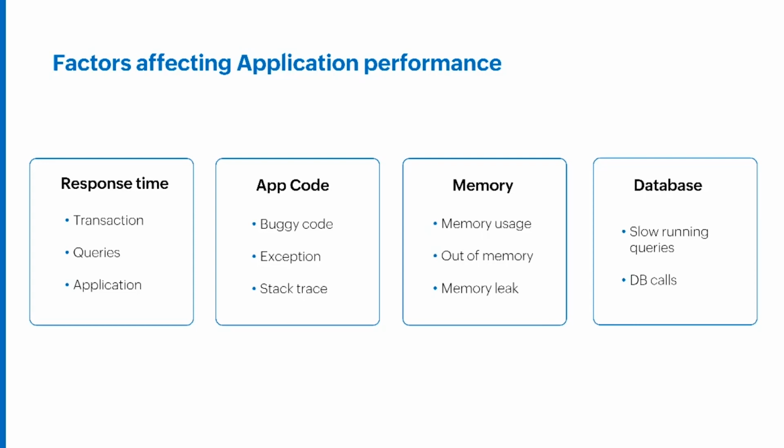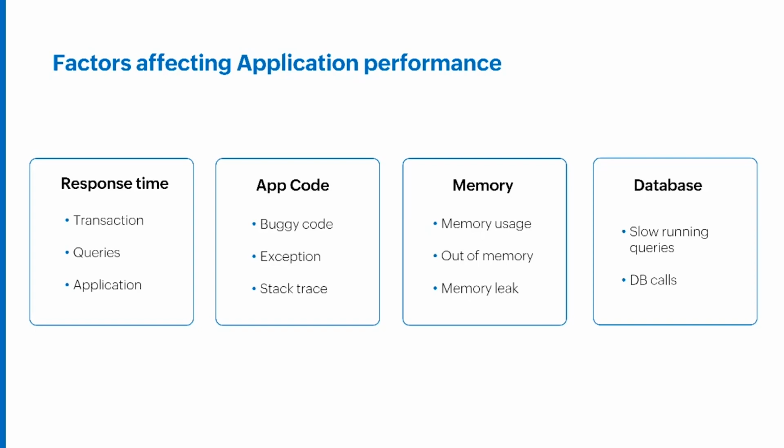The second one is application code. An application is developed using certain technology which can have a large number of bugs affecting the functions and performance of the application. So bugs in the code can cause exceptions that might result in transaction execution failures, and stack traces can be used to identify these code issues, which can improve and fix the application code.